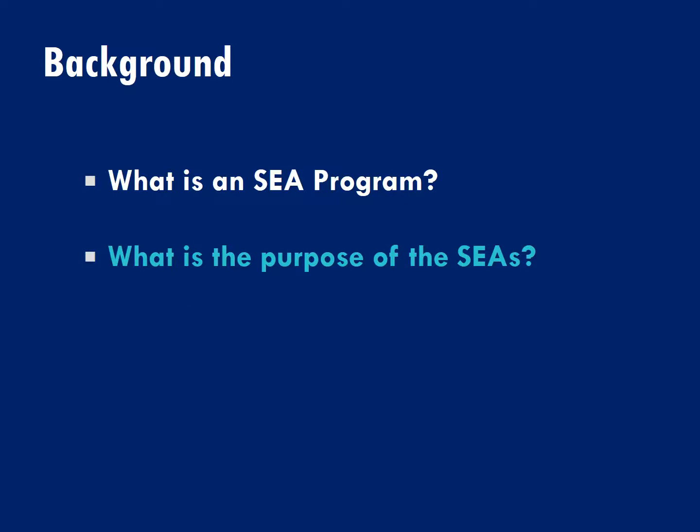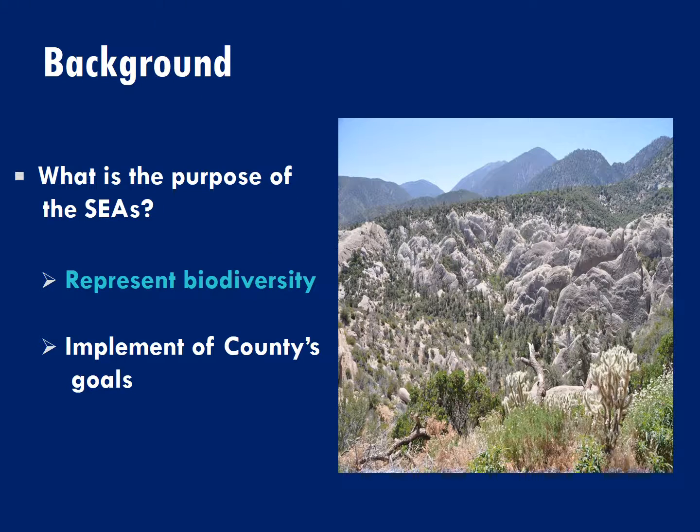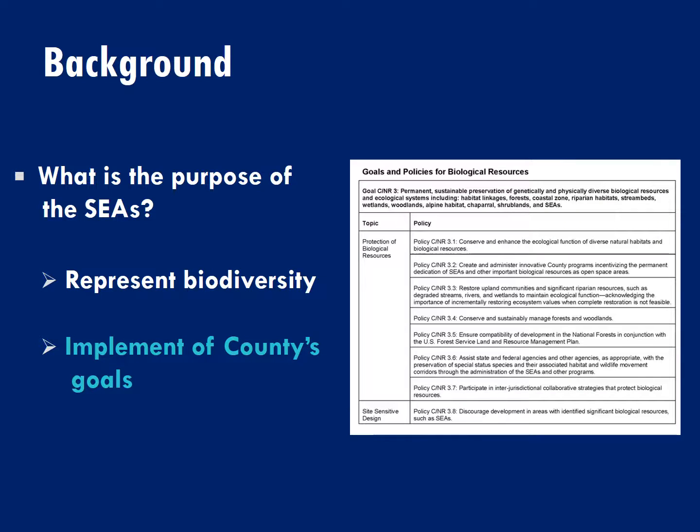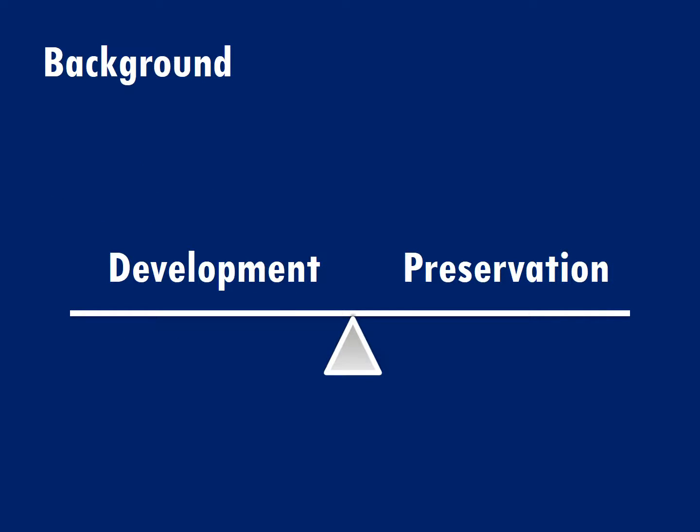What is the purpose of the SEAs? First, the SEAs represent the county's cumulative biodiversity, including resources that are rare or unique, or critical to maintaining wildlife. These areas also represent relatively undisturbed habitat types, or serve as linkages. SEAs also implement the county's goals and policies and were first adopted in 1980. These SEAs may be on private land, however, so the SEA program is aimed to balance development and preservation.